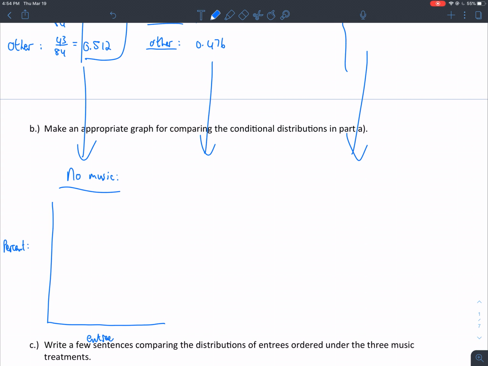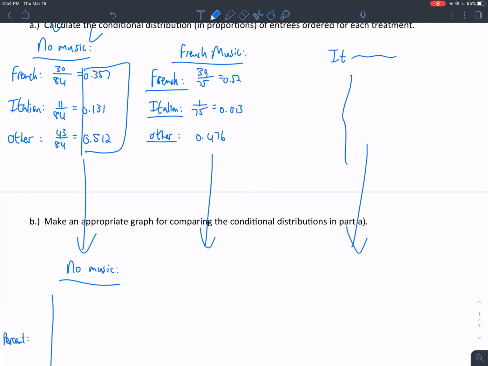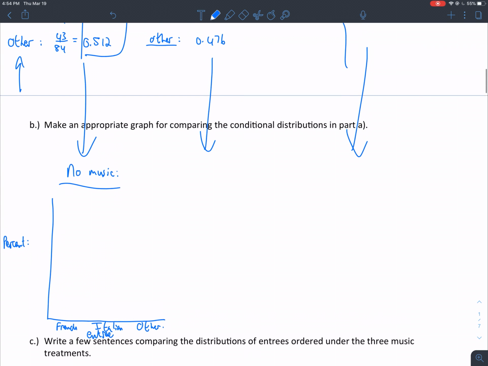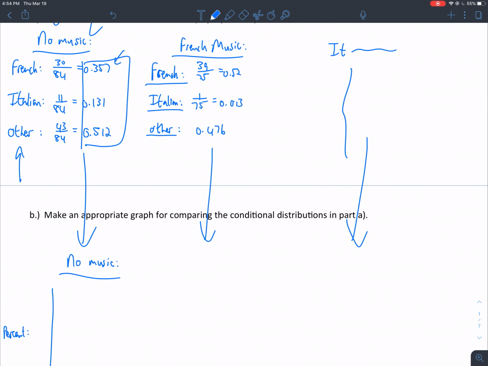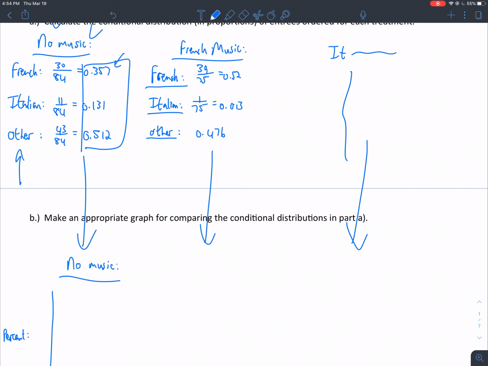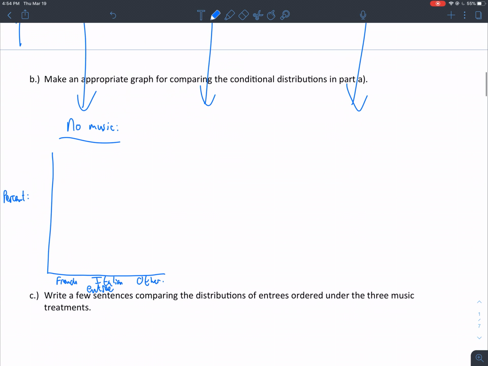So what I need to do is write down my 3 entrees at the bottom: French, Italian, and other. So I have to do French, Italian, and other. And then just write them down as percentages. So this would be like 36%. Okay. Now let's make a consistent scale. My biggest percent I'm going to have is 51%. So maybe go to 60%. So like 10, 20, 30, 40, 50, 60, something like that.